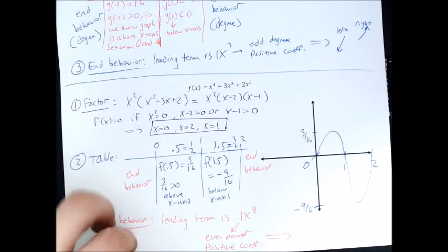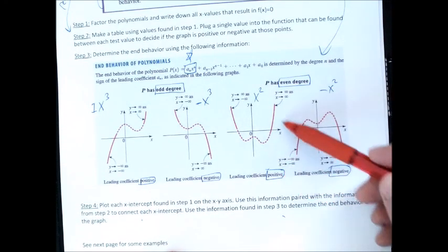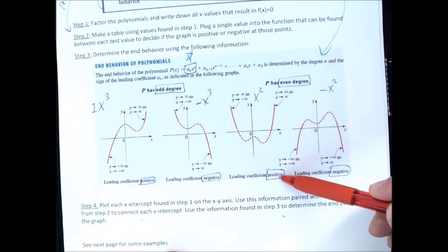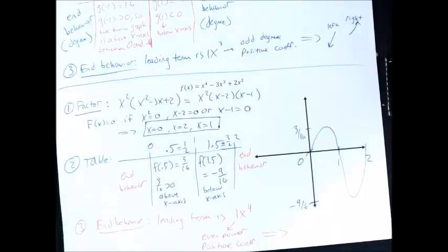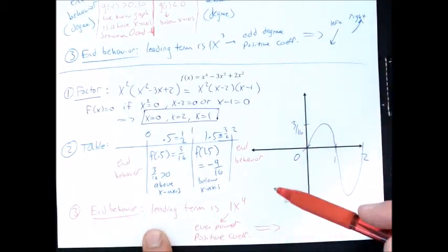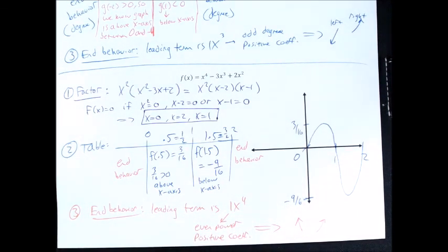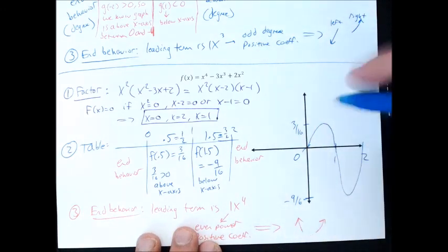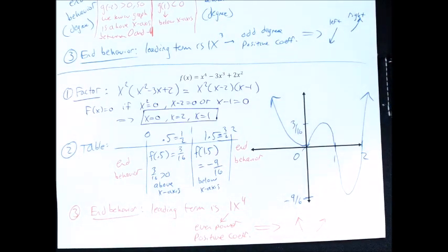And so that implies, let me go back to the last page. Even degree, positive coefficient, that's this picture. Even degree, positive coefficient. And so both of the ends point up. In other words, think about what x to the 4th looks like. X to the 4th has both ends pointing up. And so this means that both ends are going to point up. And so we finish off this graph by making both the ends point up. And that's what that one looks like.